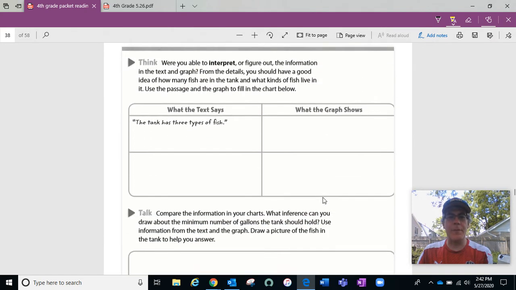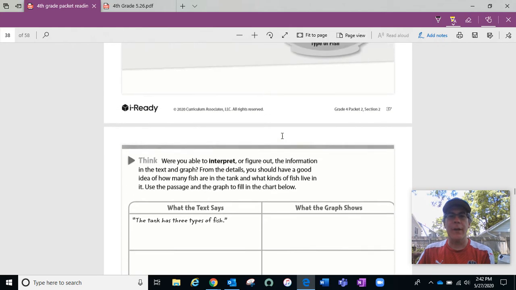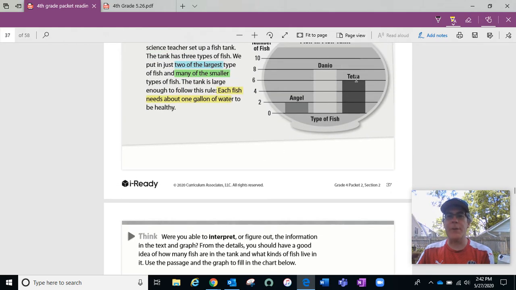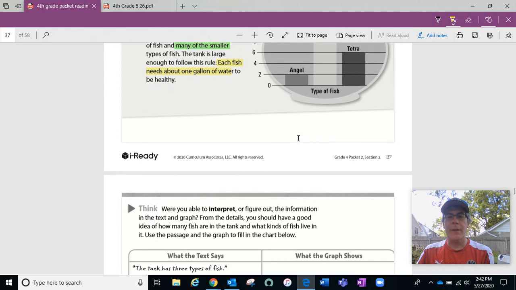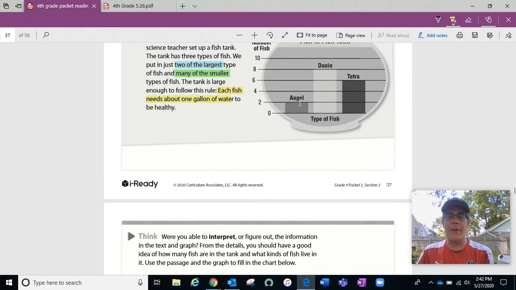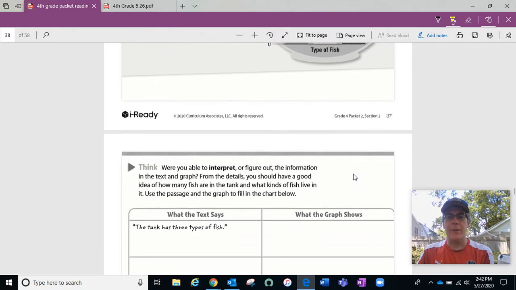So if we look down, we're asked to interpret or figure out the information from the text and the graph. So we should have a good idea of how many fish are in the tank and what kinds of fish are in there. And then we want to fill in this chart. So the text says what? The tank has 3 types of fish. Then what does the graph show? Well, it shows the 3 types of fish. It gives us names. It shows us the number of each type of fish. So we can put that information here.